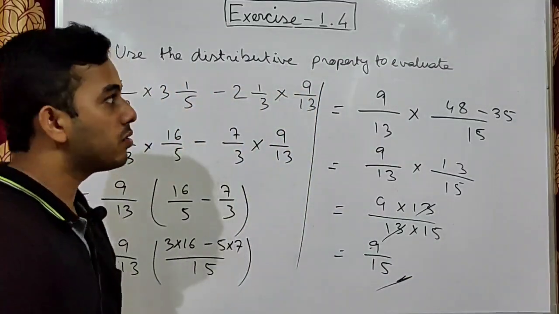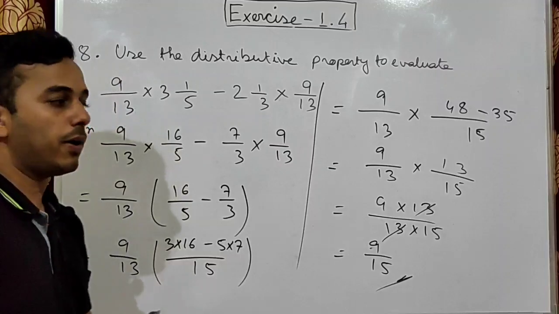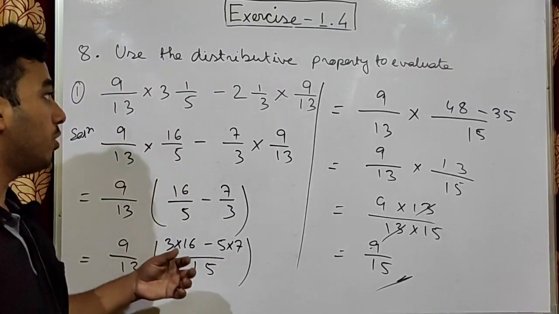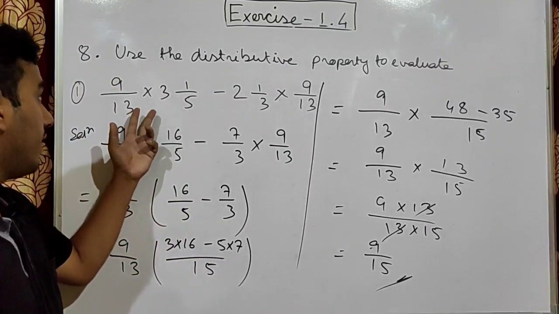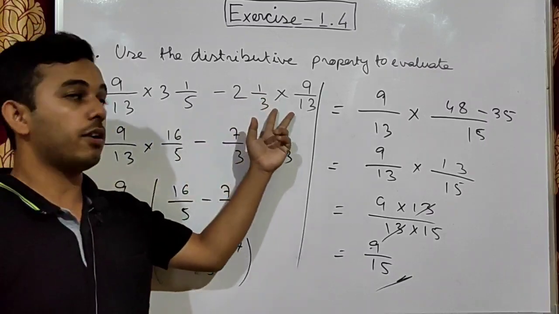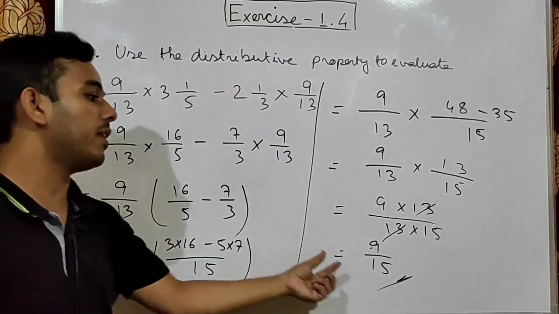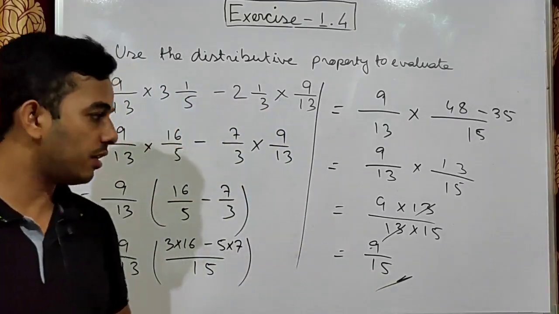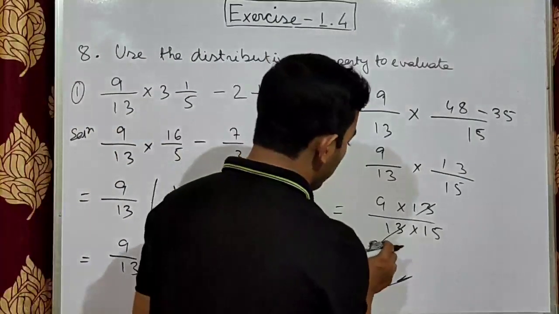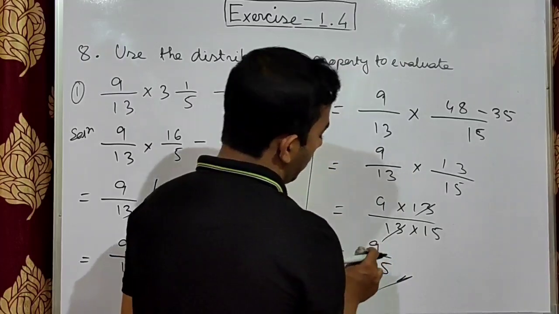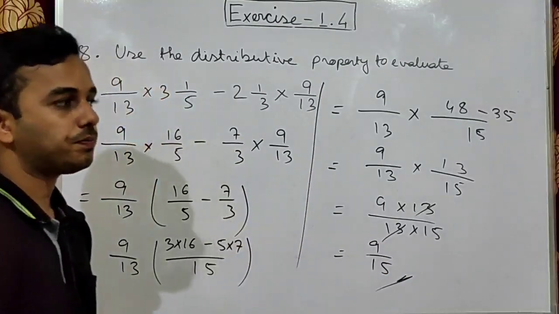So this is how we can solve using distributive property also. Now if you don't believe, you first find the product of this and the product of this one also. Then if you subtract product of this from this, you will find the result, that is 9 by 15. So I hope this is clear to you how to evaluate using distributive property.